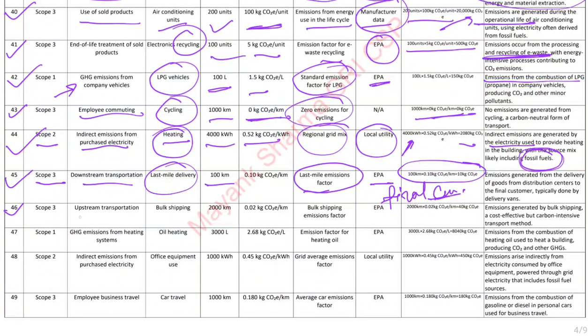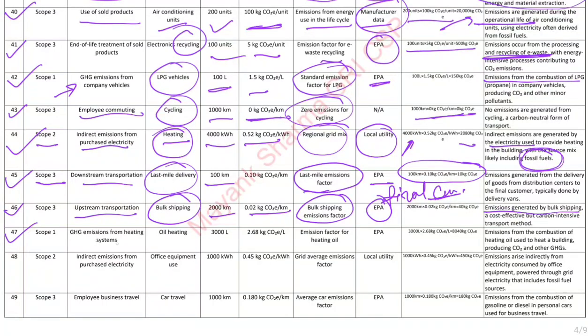Then 46 is scope 3 again, upstream transportation. Let's say bulk shipping is happening, 2000 kilometers. This is the emission factor. Bulk shipping emission factor, EPA is the reference website. These are emissions from bulk shipping, which is a cost effective but carbon intensive transportation method.